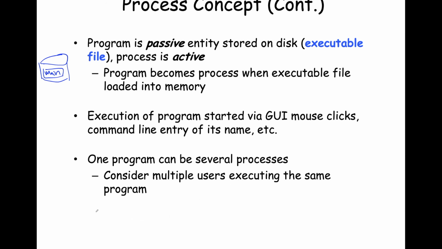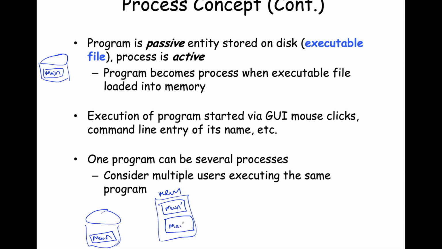Now, one program can actually exist several times in memory. So let's say you have your main program. Okay, here's main on disk, and here's memory. You click on it once, it loads, it's a process running. I'll call it main prime, the running version. You click on it again, it loads it the second time. It's running in memory again, main prime.